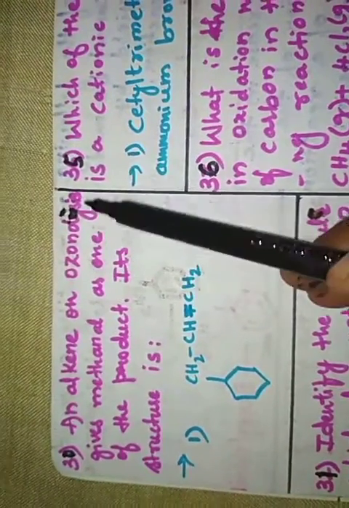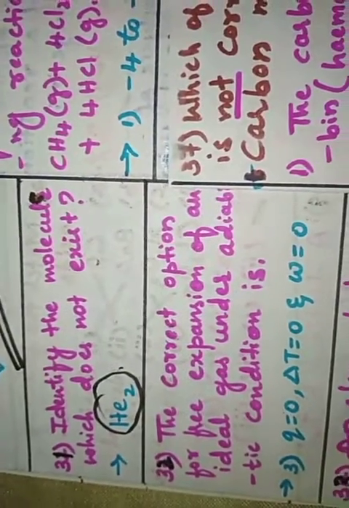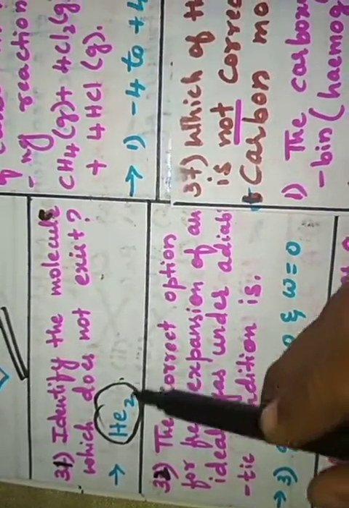an alkene on ozonolysis gives methanol as one of the products. Its structure is this one, you should write the structure. Identify the molecule which does not exist, meaning this molecule does not exist. If you go through the bond order, you can get the answer.